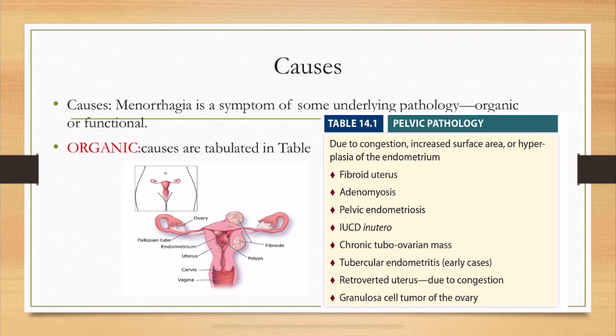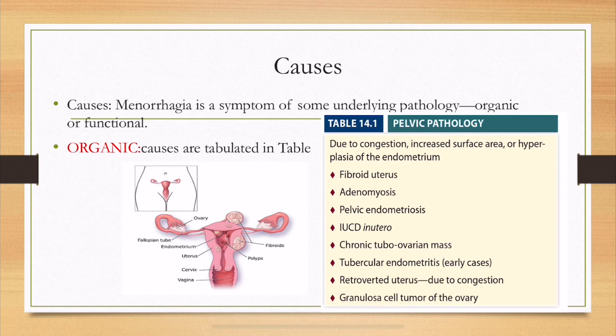The other causes are, first, fibroid uterus. What is fibroid uterus? It is a benign uterine tumor of smooth muscle origin, that is, from the myometrium. Fibroid uterus is a benign localized uterine tumor. Then adenomyosis and pelvic endometriosis.